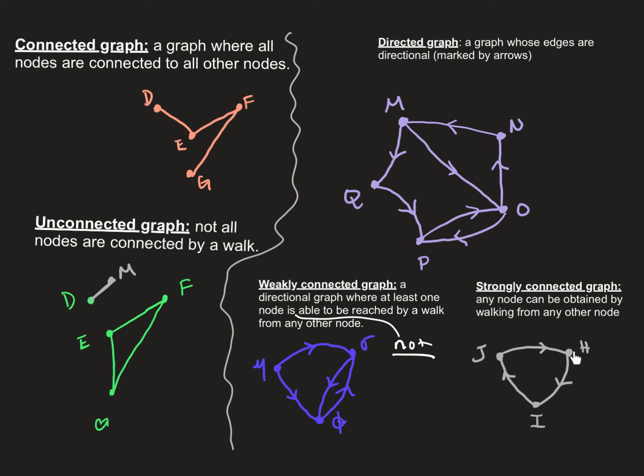Now it might take me a while, right? I can't go directly from J to I, but I can go through H and end up at I. This is a strongly connected graph. This one up here, also strongly connected. If I want to get to N and I am at M right now, I just have to go around the way, or maybe like that to get there.